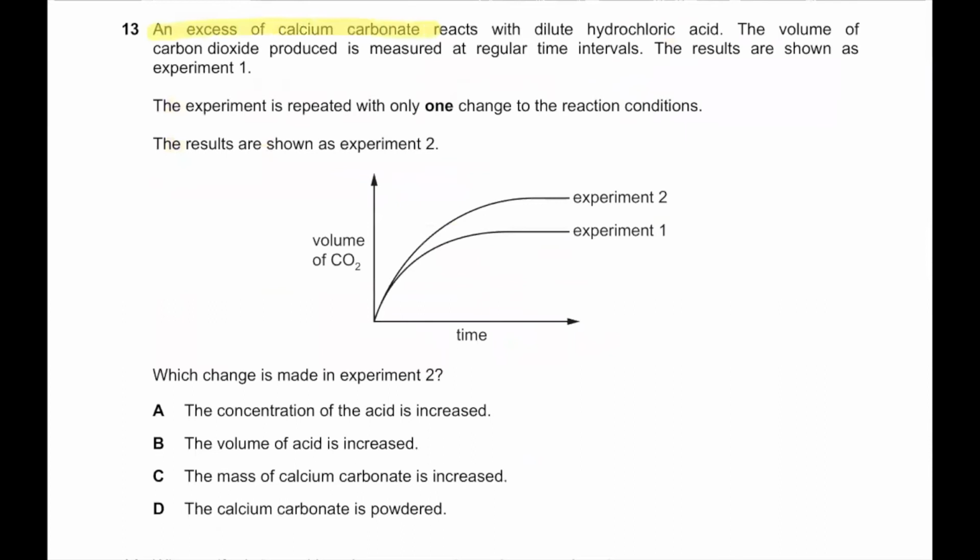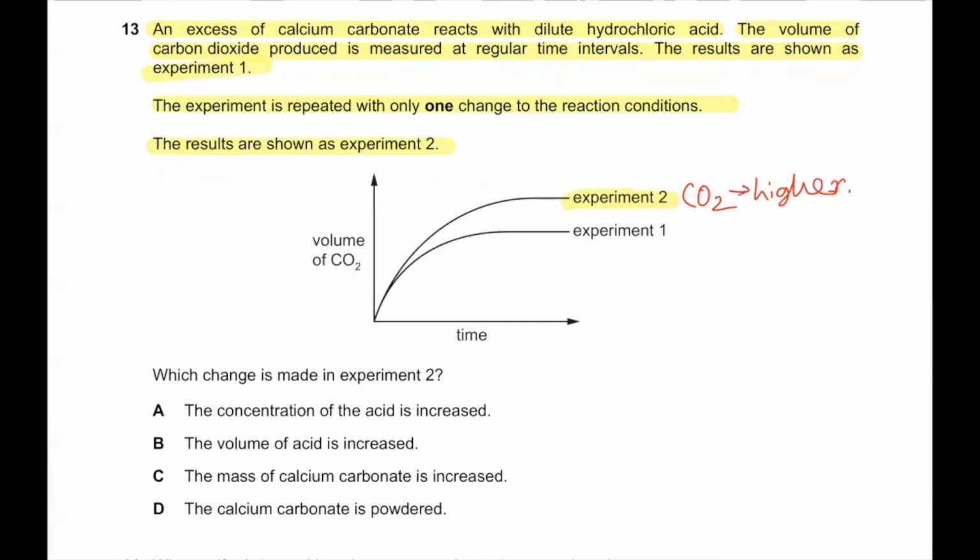An excess of calcium carbonate reacted with dilute hydrochloric acid. The volume of carbon dioxide produced is measured at a regular time interval. The results are shown in experiment 1. The experiment is repeated with only one change in the reaction condition. The results are shown in experiment 2. We can see in this experiment, we have a higher volume of carbon dioxide gas. There is a higher CO2 quantity.